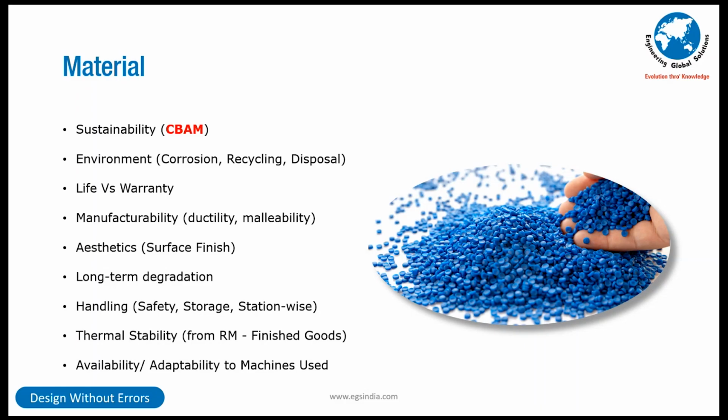The long-term degradation, all these aspects have to be brought in. The handling, the thermal stability from raw material to finished goods inside your factory, not outside, inside, because it affects your tolerances, right? And have we looked at the availability and the adaptability of the machines that are already available for the design that we are proposing? In all these points, you have to put the checklists and this is a live document as long as that particular part of the product is in service.